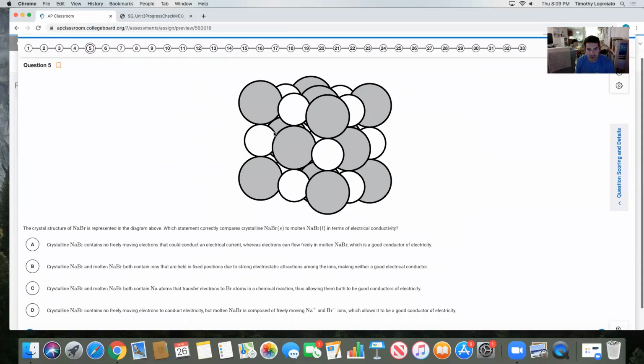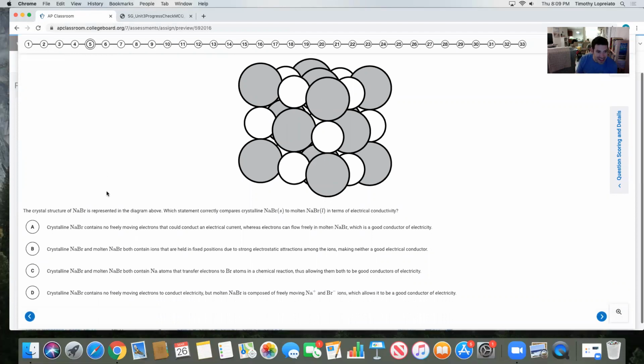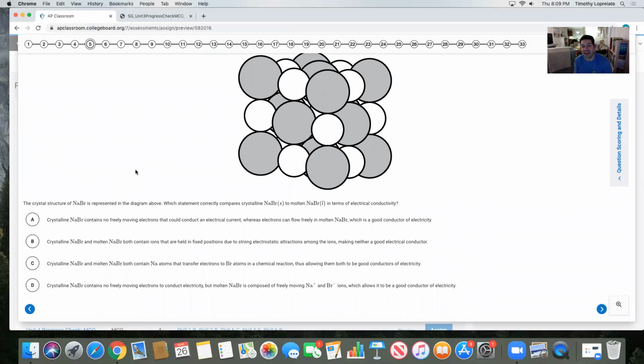All right, question 5. Okay, we got a lattice. That's the picture. We got a lattice, guys. No, don't get excited. It's just a lattice. All right, the crystalline structure of NaBr is represented in the diagram above. Which statement correctly compares crystalline NaBr to molten NaBr in terms of electrical conductivity?